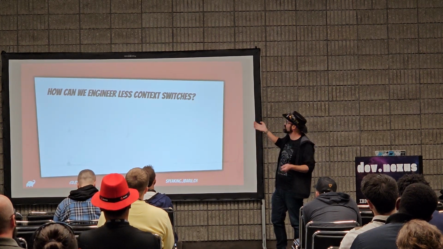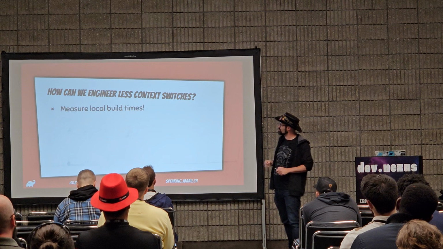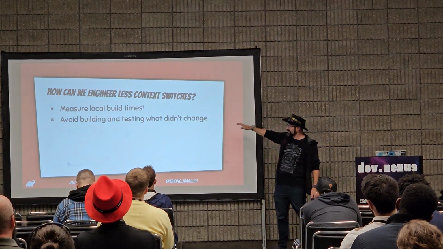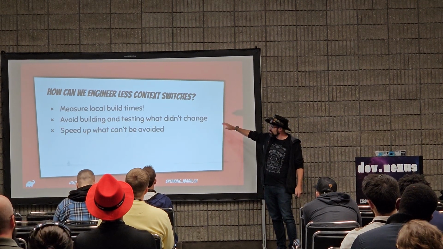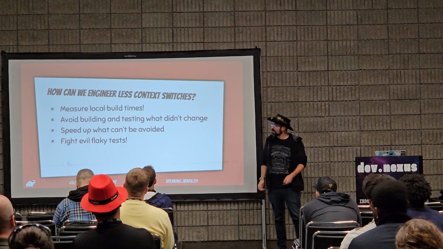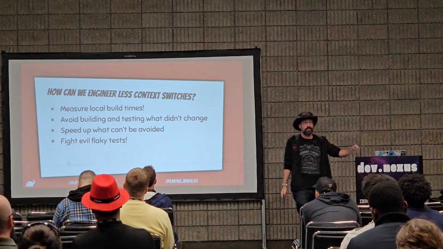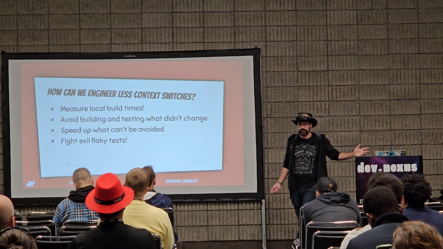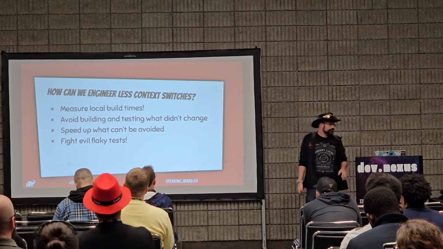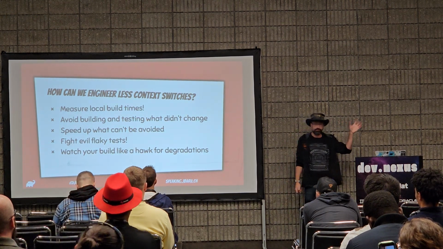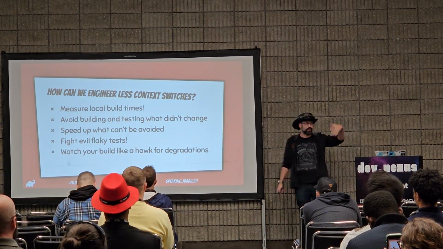And how can we engineer fewer context switches? By measuring local build times, by avoiding building and testing what didn't change, by speeding up what cannot be avoided, and by fighting those flaky tests that will kill our build even when there's nothing wrong, right? And there is one more. Watch your build for degradations, right? Because it usually gets slower as time passes.